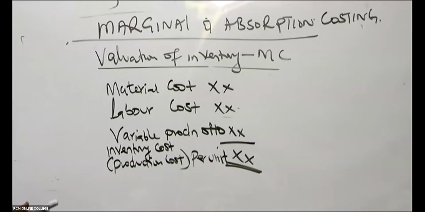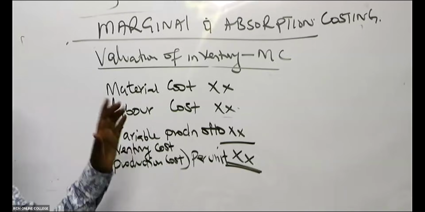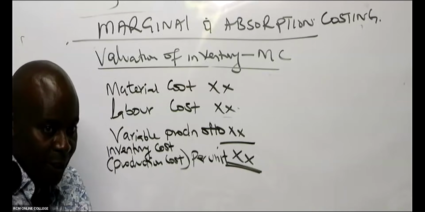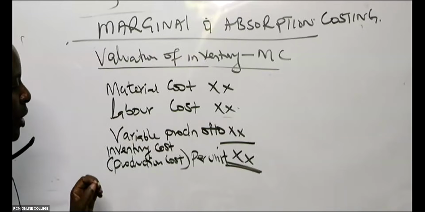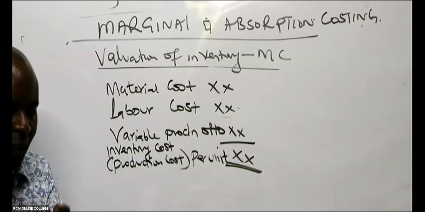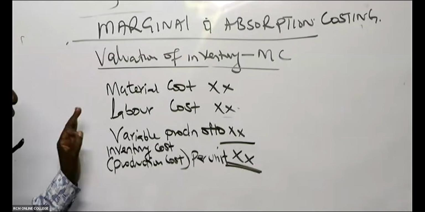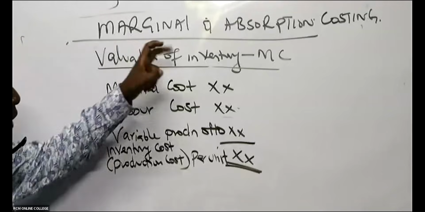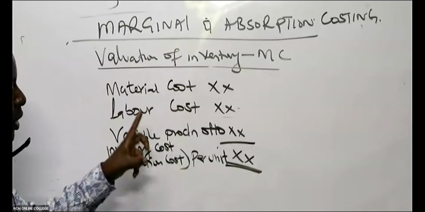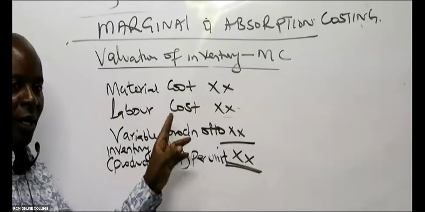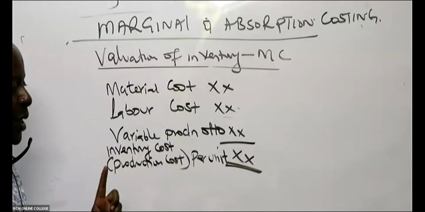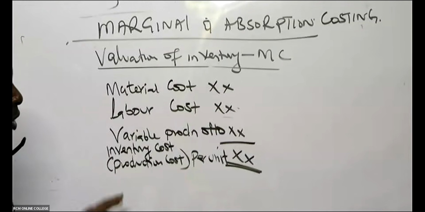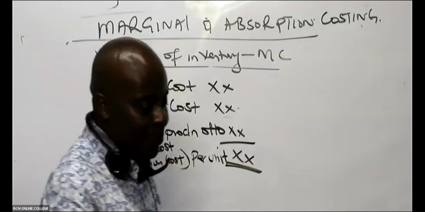Anytime you want to value inventories, if it's marginal costing, we cannot bring in fixed cost. In terms of inventory valuation, or valuation of the units you have produced, we shall only be considering three costs: material cost, which is variable, labor cost, and variable production overhead. Those three give us what we call inventory cost, or production cost, per unit.